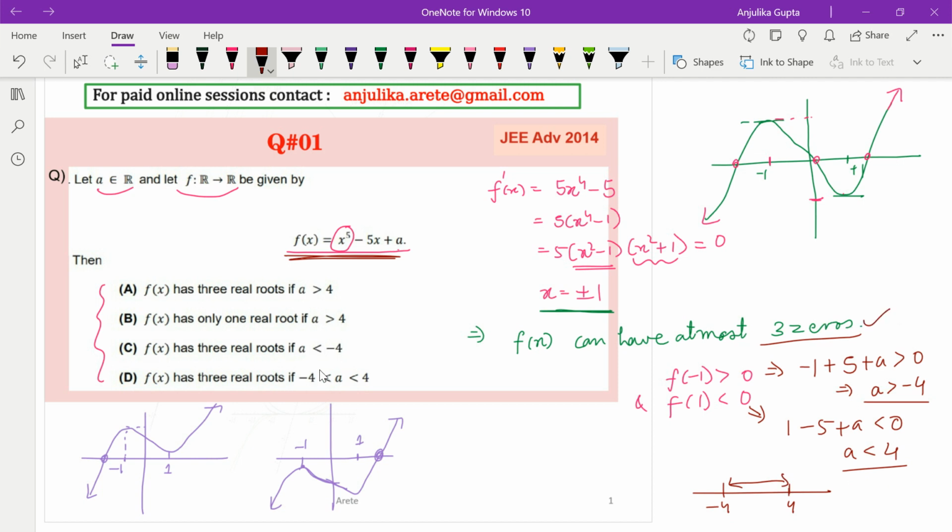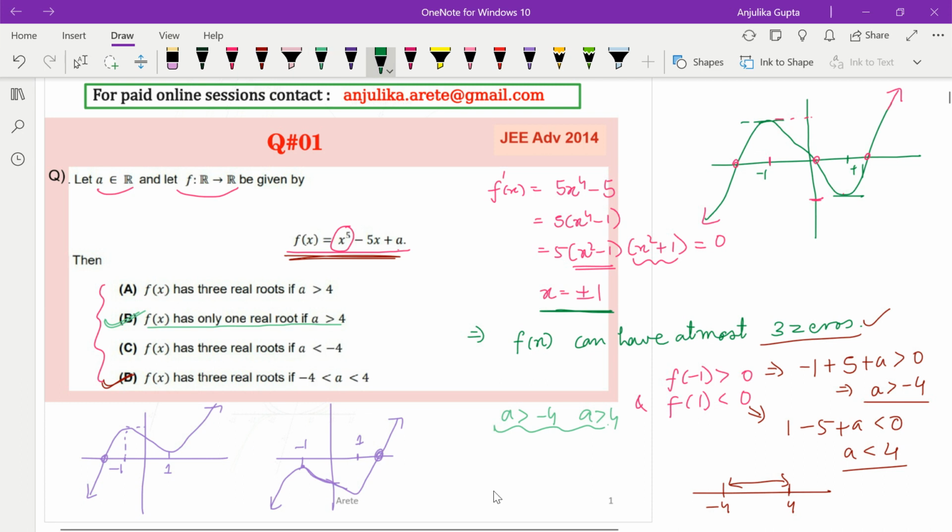So what do you have then? This last option: f of x has 3 roots if a lies between negative 4 and 4. Now let's check the other options as well. Suppose a is greater than negative 4, but a is also greater than 4. Combined, that says if a is greater than 4, then you have one root. So option B is also correct: f of x has only one root if a is greater than 4.